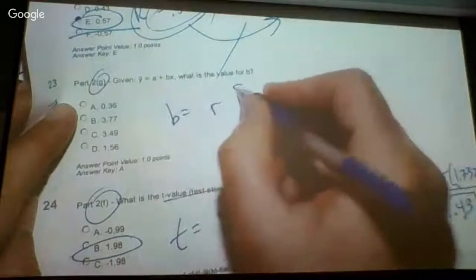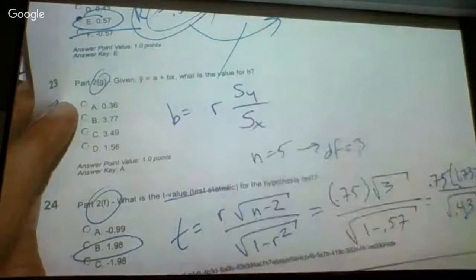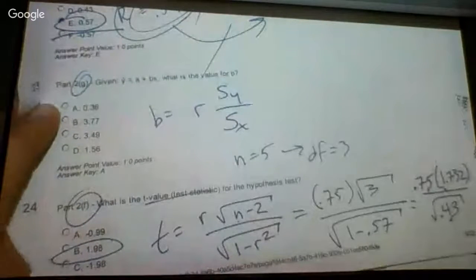So we just did 24, but now we've got to go back and solve for B. B equals R times the standard deviation of Y over the standard deviation of X. So we've got to go in there and calculate those values using Excel.